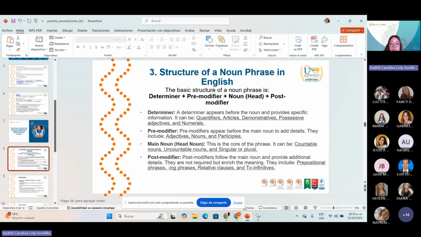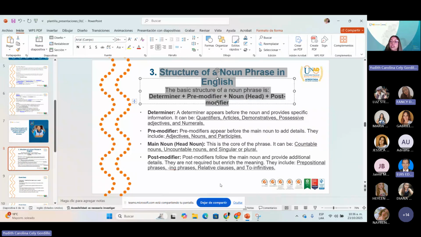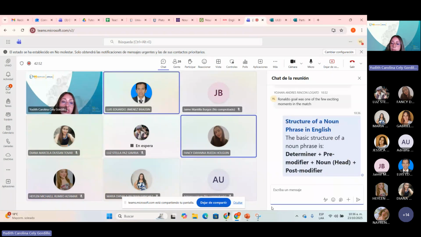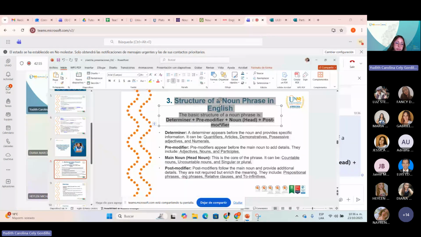And the last one, post modifier. Post modifiers follow the main noun and provide additional details. For example, prepositional phrases, -ing phrases, relative clauses, infinitives, all those that connect or give more details. Yeah, it is important that you keep in mind this structure of modifiers. I sent it in the chat so that you have this structure in mind, because you can create phrases according to these modifiers and the noun.